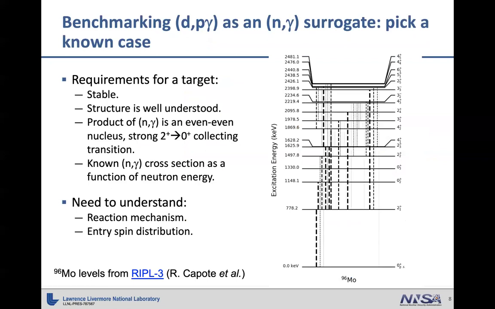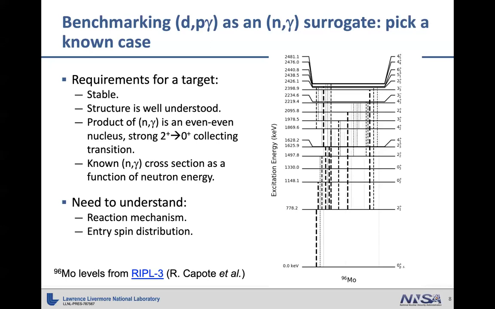Okay, so we wanted to benchmark the performance of the surrogate reaction method to extract neutron capture cross-sections. And to do that, you first need to select a reaction. We selected DP because, like neutron capture, it drops off a neutron in the target. And then you need to select a target. And our requirements for the target were as follows.